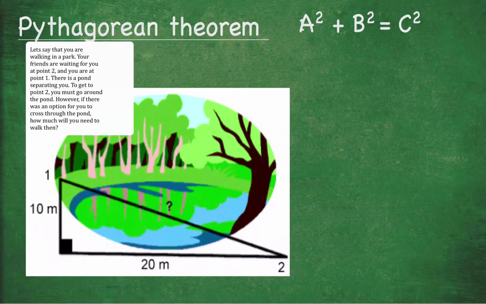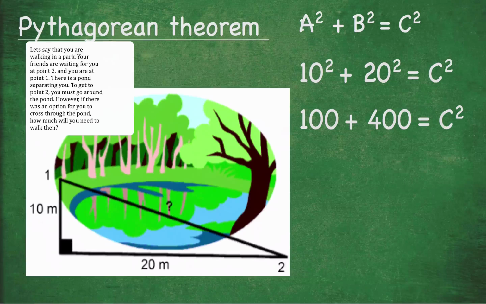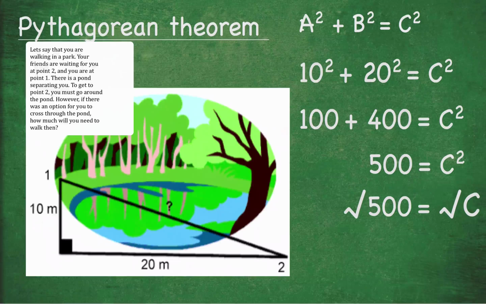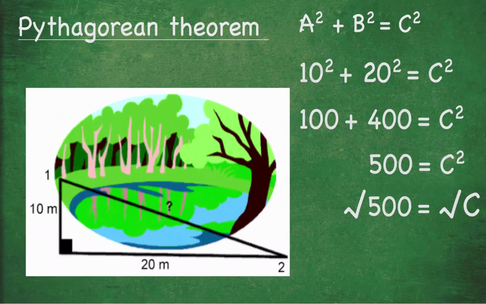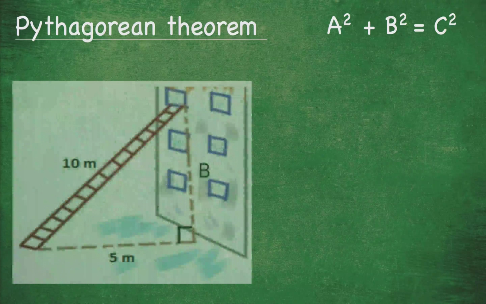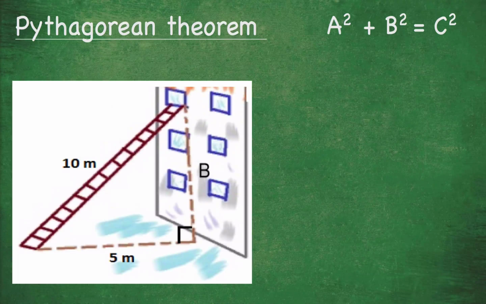So we write the equation and input the numbers. Then, we simply solve the problem. Once we have the answer for c squared, we still need to find the square root. So, if we were able to walk through the pond, we would only have to walk about 22.36 meters. Now let's try a different problem.